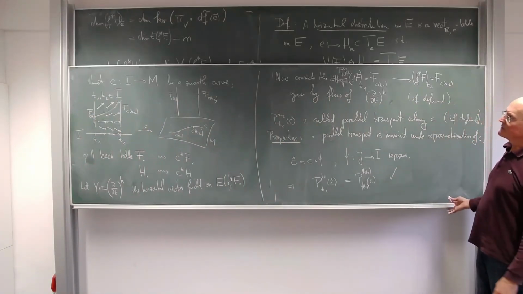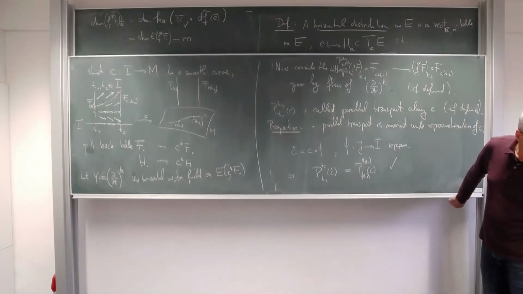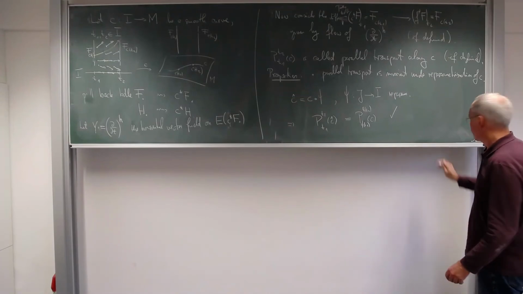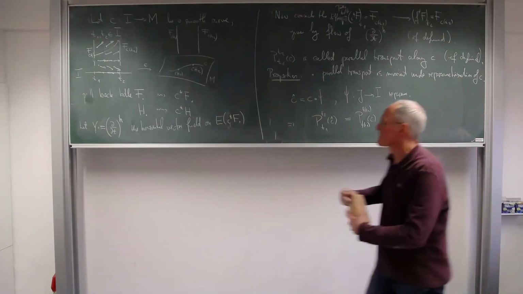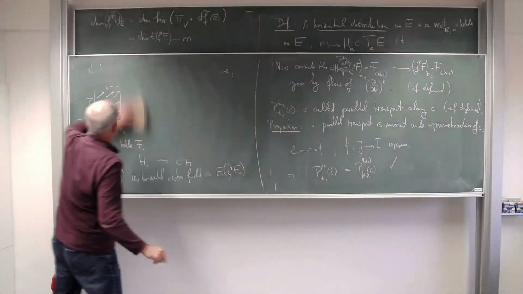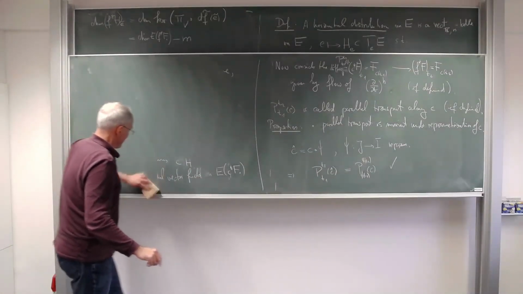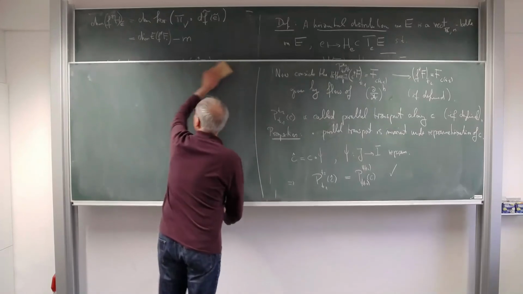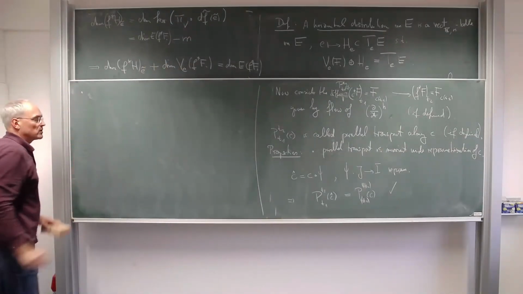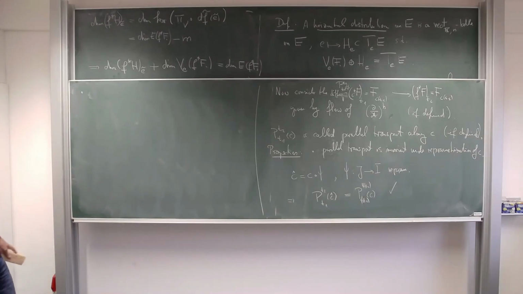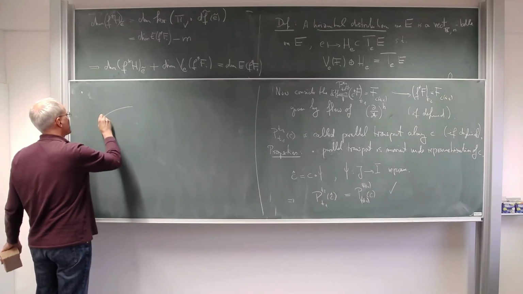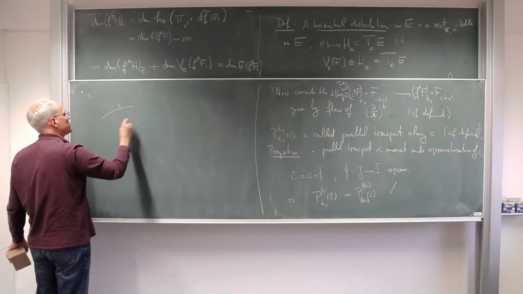So that's the first invariance property. The next thing would be if you look at the concatenation of two curves. So suppose you have one curve, C, followed by another curve.